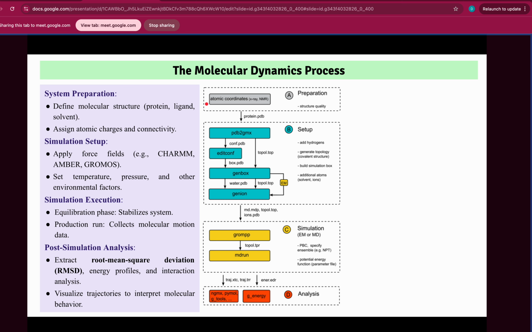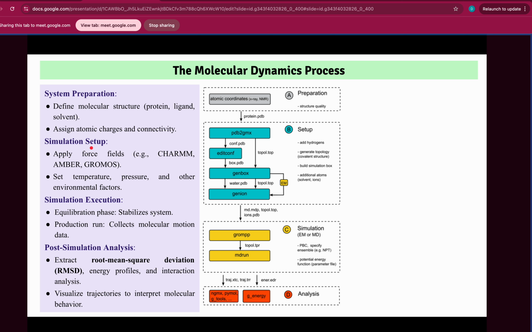So this is an overview of what a molecular dynamics process is composed of. What are the different steps involved? The first step is system preparation. In system preparation, firstly, we need to define the molecular structure. We define whether we are taking a protein, a ligand or a solvent. Then we assign the atomic charges and connectivity. A protein can be charged; it can have some positively charged amino acids and negatively charged amino acids. Those amino acids can bring about the overall charge in the protein, so we can assign those charges.